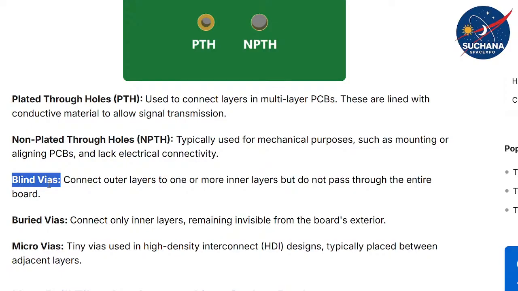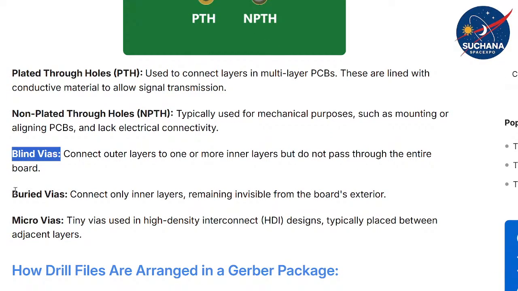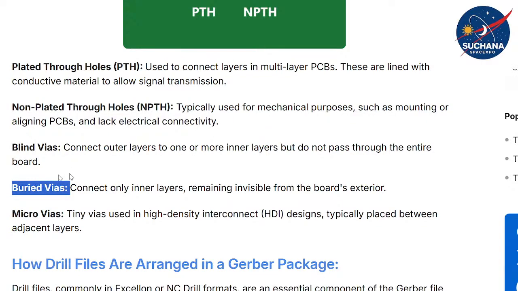So these blind vias do not pass through the entire PCB. They start from the external layer and go deep into the inner layers. Not necessarily that they should pass through the entire PCB. There is no such necessity. But these buried vias, for 100% sure, are not visible from the external layers. That means these vias are present in the internal layers. From outside, the PCB is flat, no hole appears. That's why it is called buried. It is present only internally, does not appear visually from the external layers, and remains invisible.